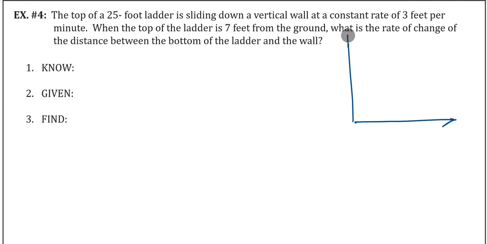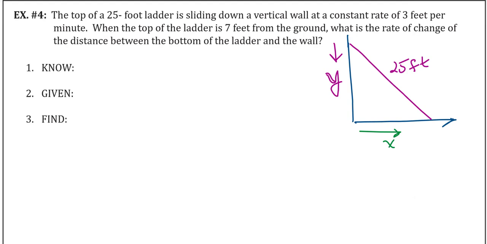Okay, so there's our wall, there's our floor, and we have a ladder that is 25 feet long, that's leaning against a wall, and it's traveling downward that way. And as it moves down the wall, in the horizontal direction it's going to move to the right. It's going to slide down the wall. So if we give some variables to our drawing here, x is the horizontal and y is the vertical.